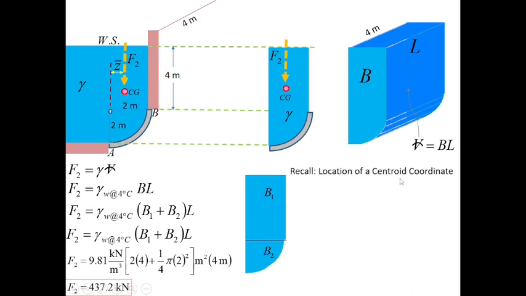So, recall the location of a centroid coordinate. How do we locate the centroid coordinate? This is actually a topic in calculus. This is the centroid of our rectangular area, this is the centroid of our quarter circle, and here is the centroid of the combined rectangle and quarter circle.